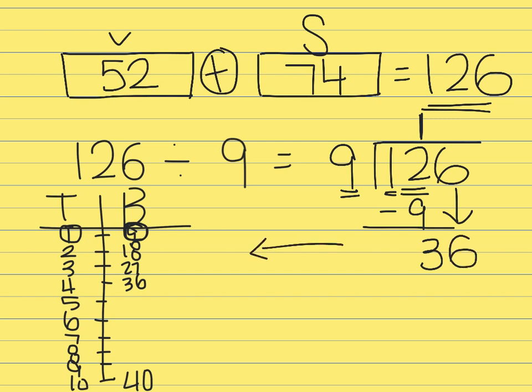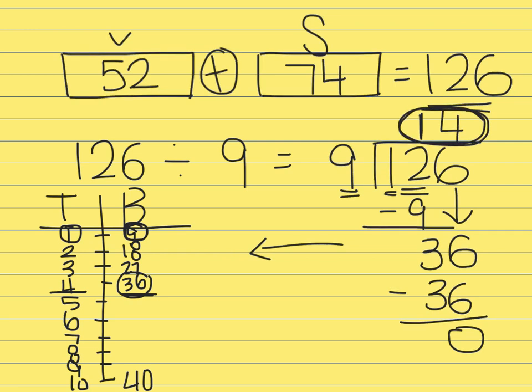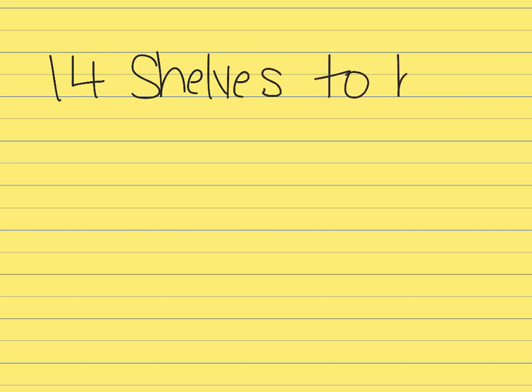Go back to my top and bottom chart. Look for the number that is closest or right on 36. I found 36. I will put 36 on the bottom, 4 on the top. Subtract. And my answer is 0. I know that my quotient, my answer, 126 divided by 9 will be 14. Therefore, boys and girls, we will need 14 shelves to hold all of the cans.